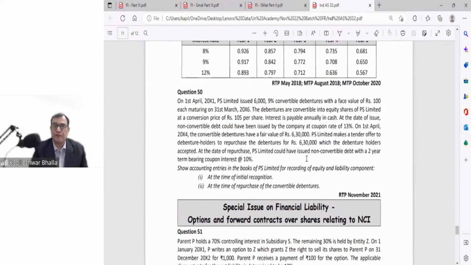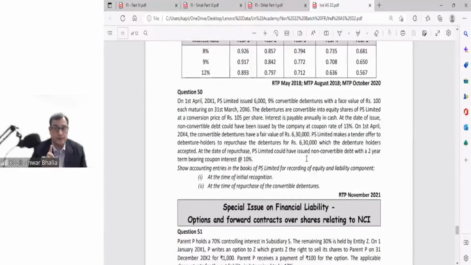It says on 1st April X1, PS issued 6,000 9% convertible debentures with a face value of 100 each, maturing on 31st March X6. So this instrument has a total life, you can say, of 5 years. The debentures are convertible into equity shares at a conversion price of 105.